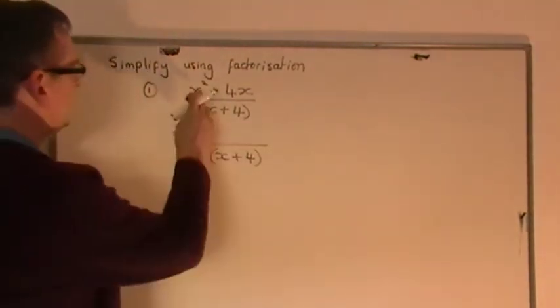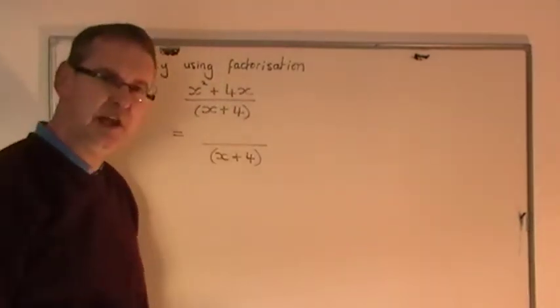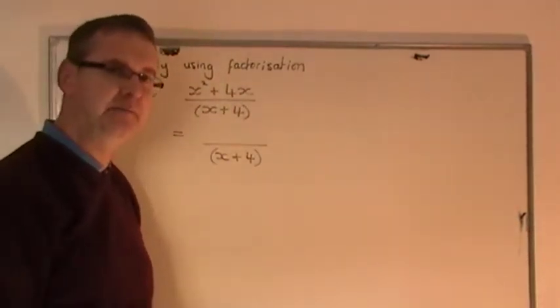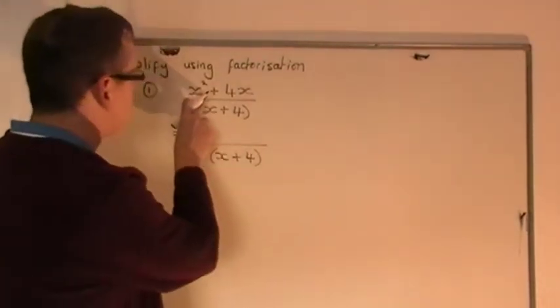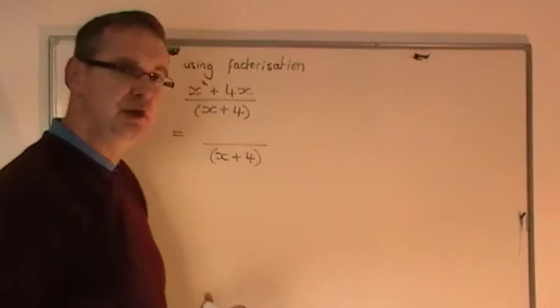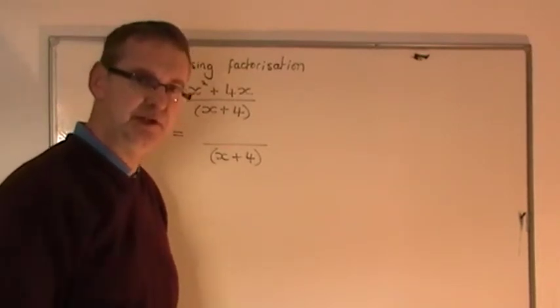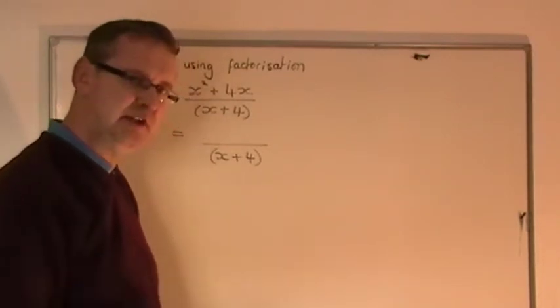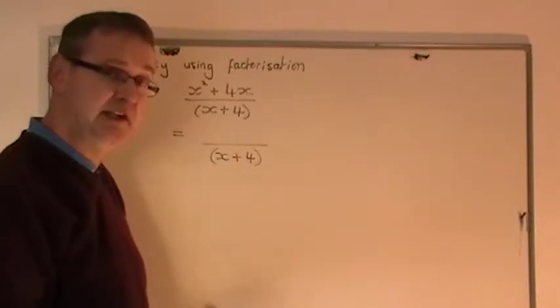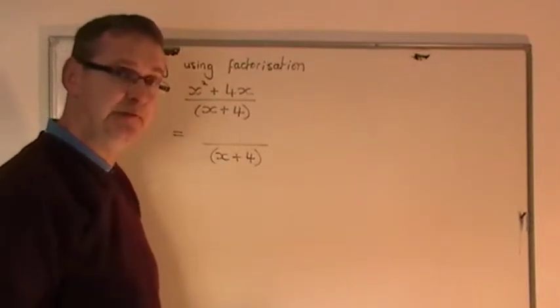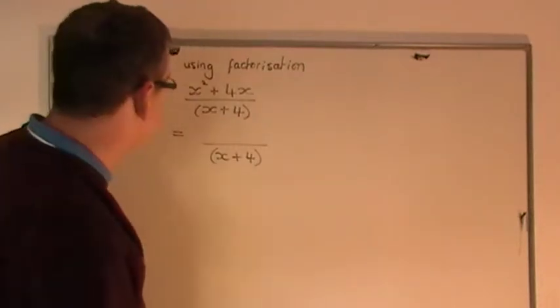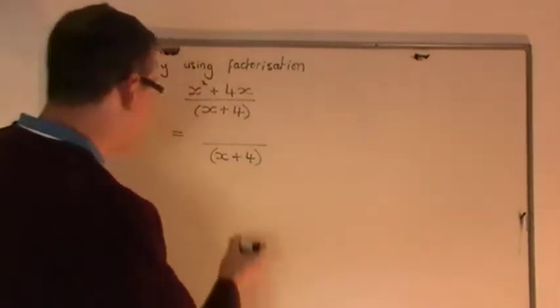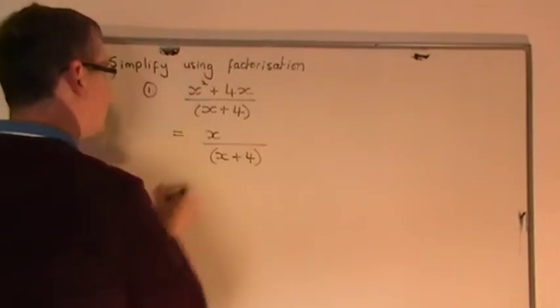And the top line, I'm going to look at it and say, how could I change that? How could I simplify that? One of the things that you should know is if you've got a quadratic expression, x squared plus 4x, you can factorize quadratic expressions. So you should ask yourself, can I factorize this? And the answer is yes, because it's got a common factor. And that's the first thing you should always ask yourself if you're trying to factorize. Has it got a common factor? Yes, it has. The common factor is x.